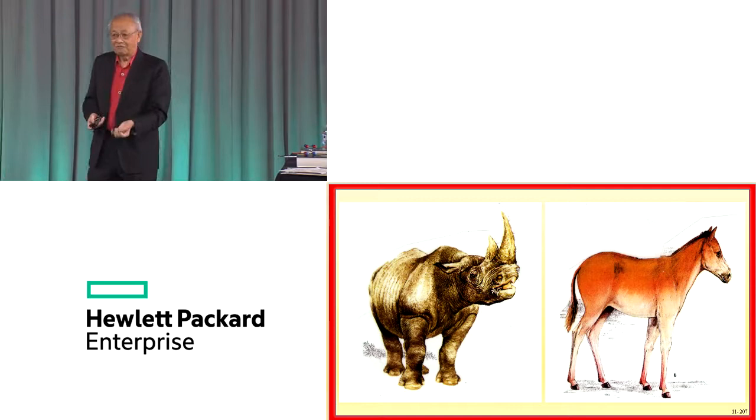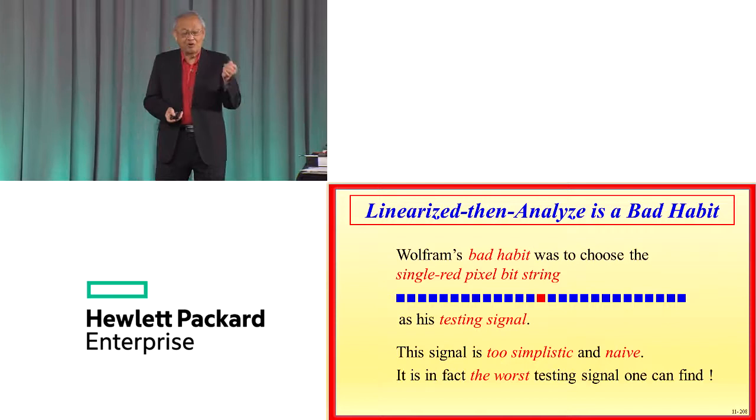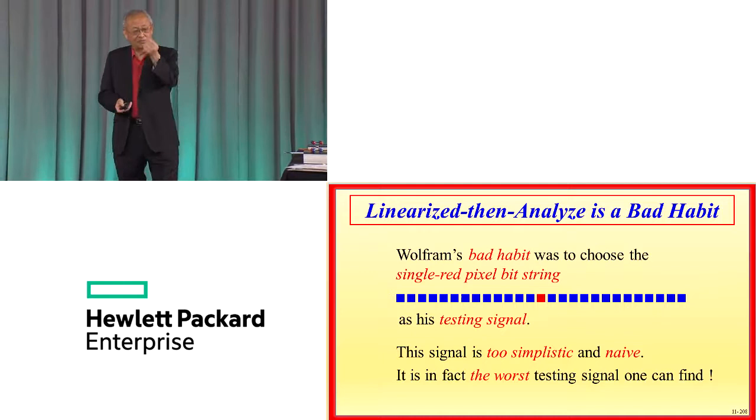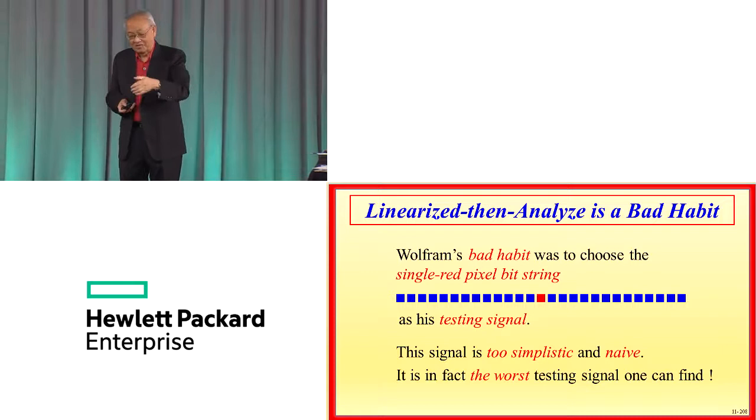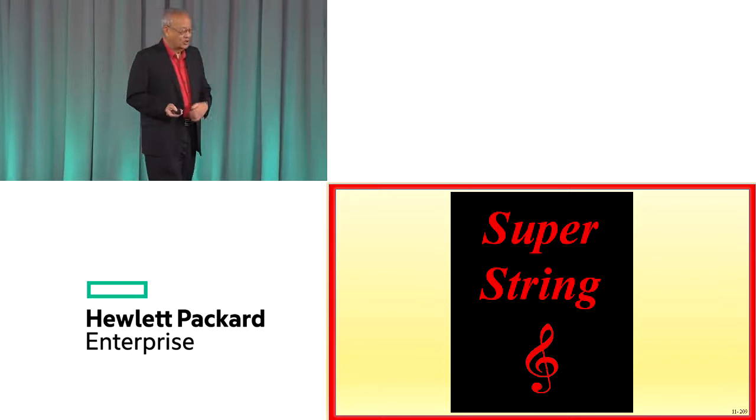So that was the one problem with Wolfram. And secondly, he picked the wrong initial bit. This is a perfect testing bit for a linear system. It's the worst bit you can use for a nonlinear one. So I invented a good test string to pick, and this is called the super string.